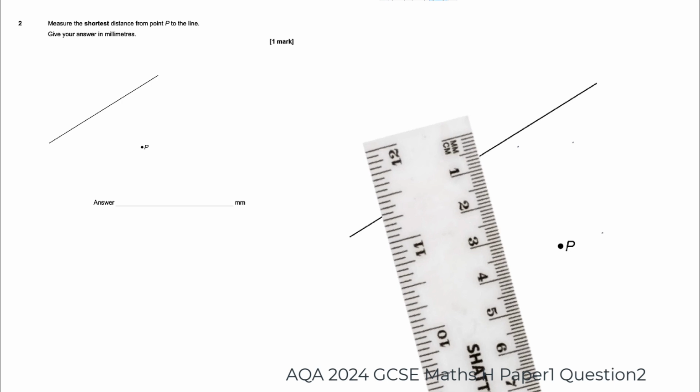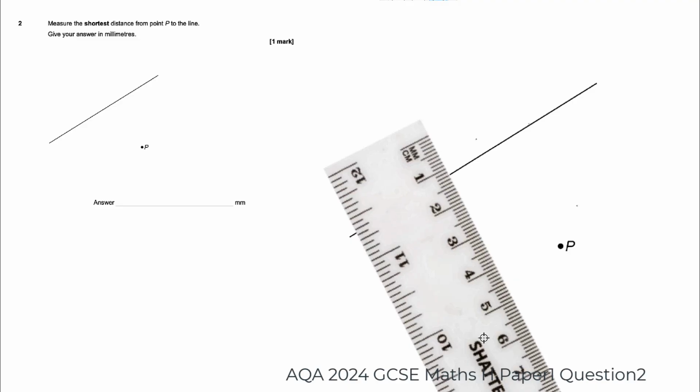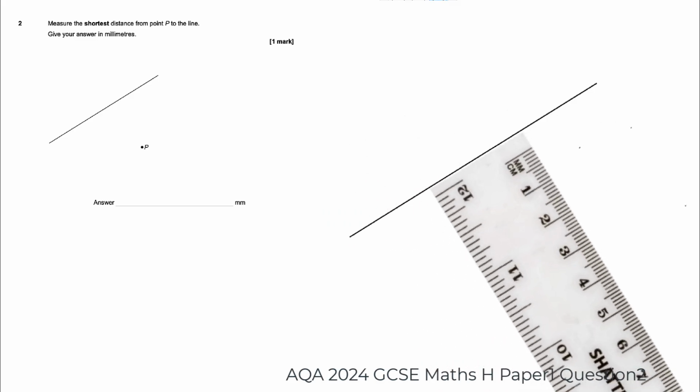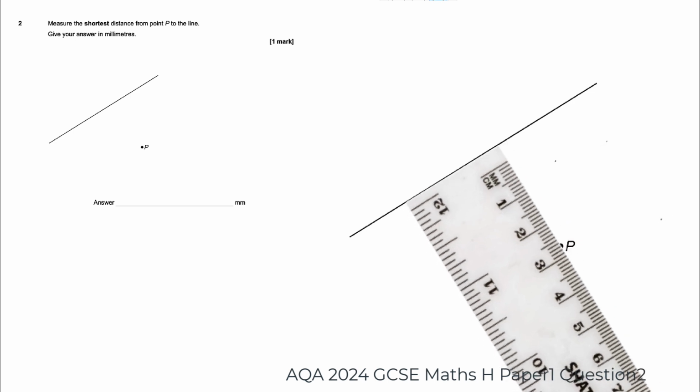Now, what we should be doing is lining up this ruler so that it's perpendicular to this line. That would give us the shortest distance from the point P to the line. So I'll now rotate the ruler so that it looks as best we can see that it forms a right angle with that line. And I think that's pretty good. Now, is that how we measure? No, it's not.